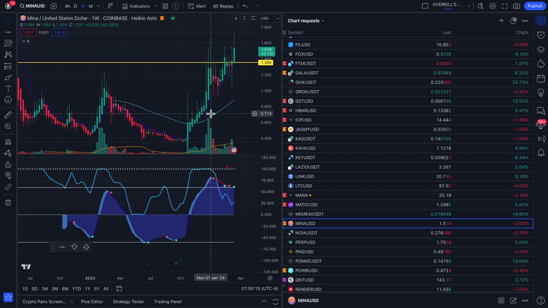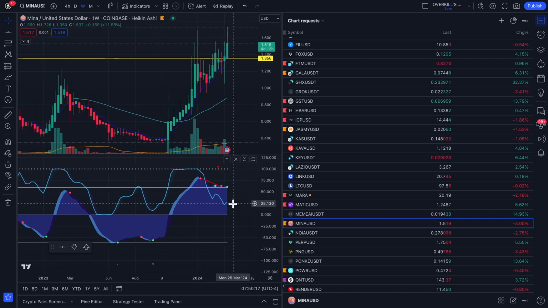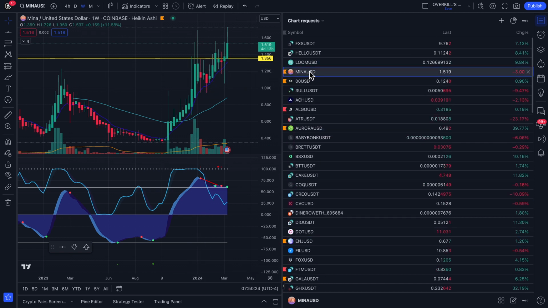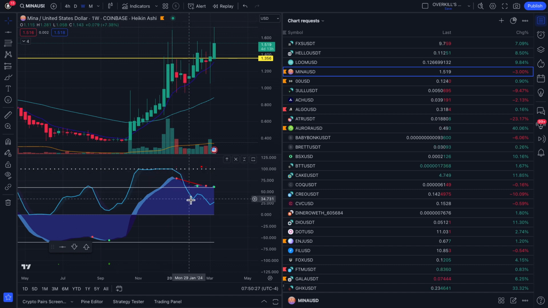Here's Mina. Mina looks good. Okay, that's a good setup. Stochastic's got some room to run. I'm actually going to move this one up more toward the top here. Probably put that at number 4, maybe even ahead of Loom, but those are my top 4 so far.